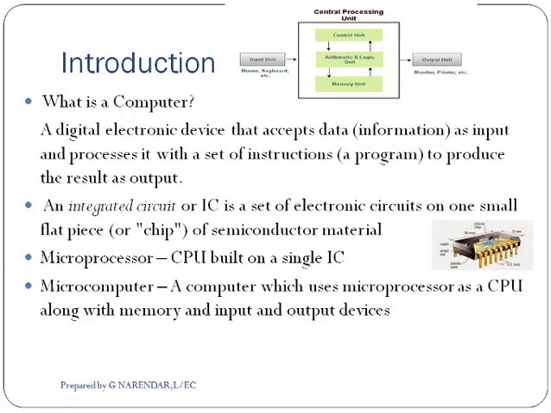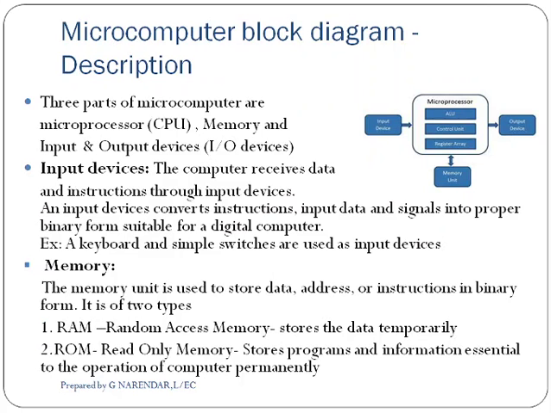So the difference between a computer and a microcomputer comes with respect to how the CPU is made. If the CPU is made on a single IC, then it is called a microcomputer. If the CPU is made with different circuits, or circuits on different ICs, then it is called a computer. So this is the difference between your computer and microcomputer.